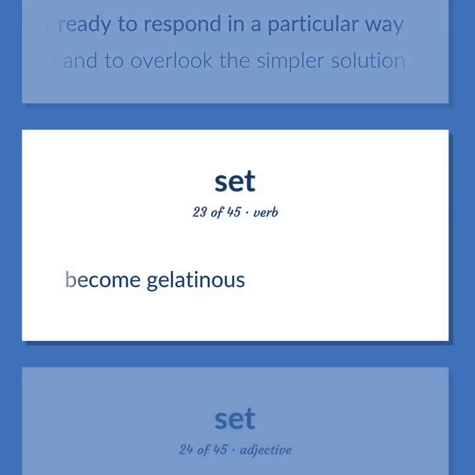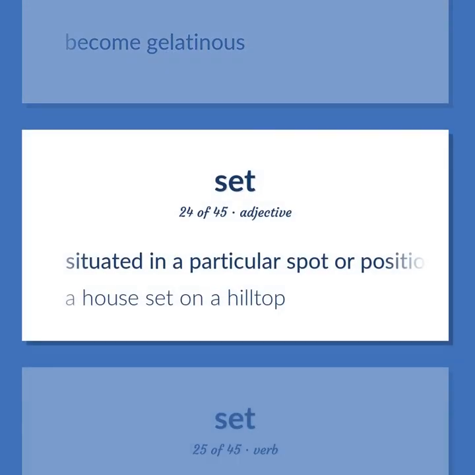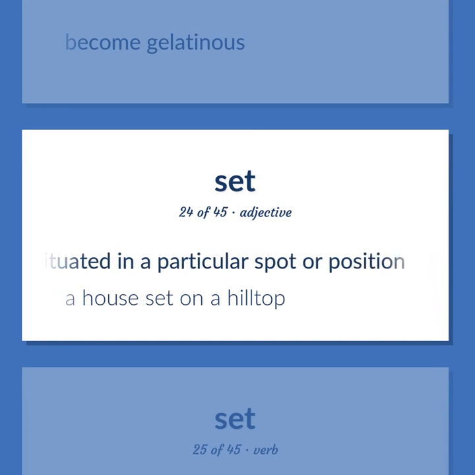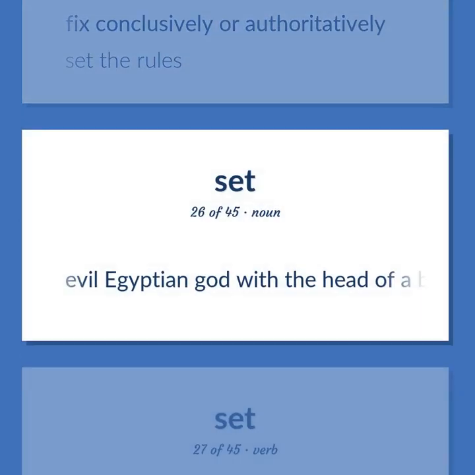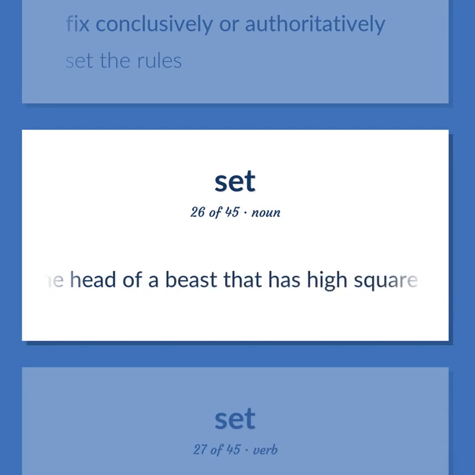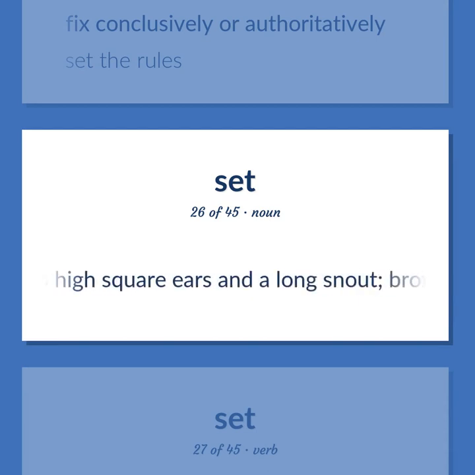Become gelatinous. Situated in a particular spot or position. A house set on a hilltop. Fix conclusively or authoritatively. Set the rules. Evil Egyptian god with the head of a beast that has high square ears and a long snout. Brother and murderer of Osiris.